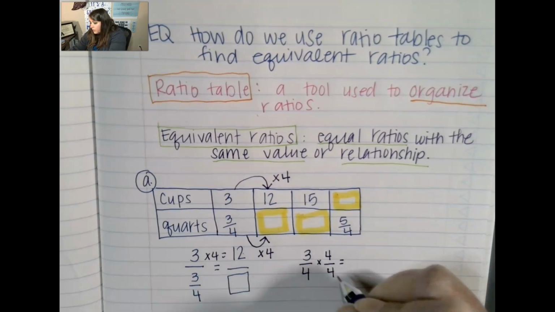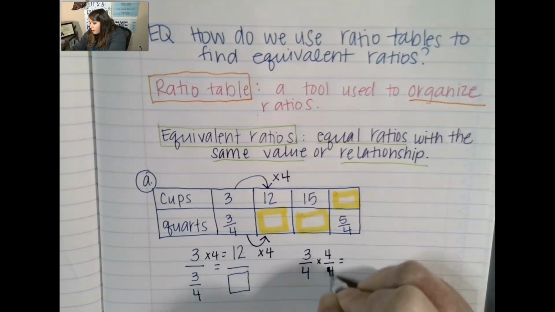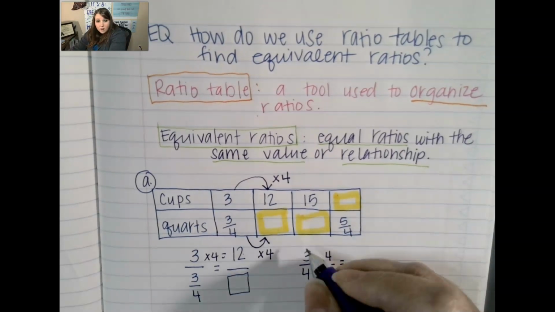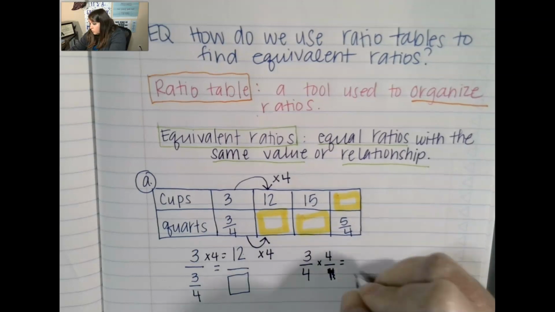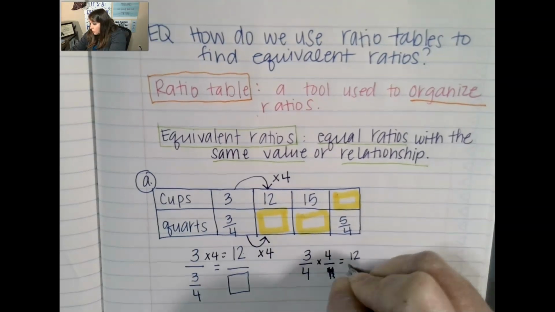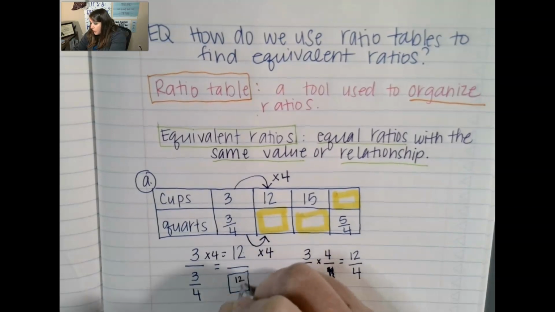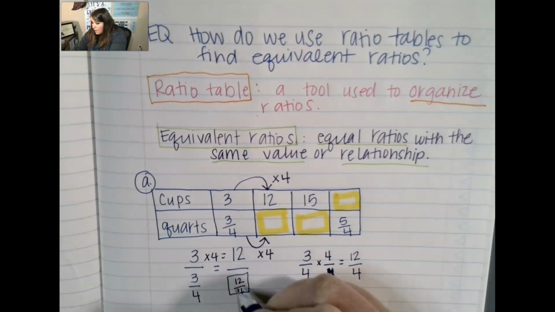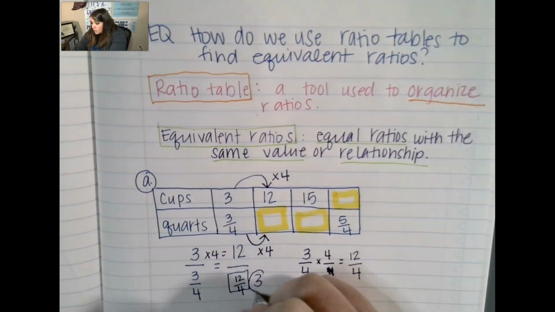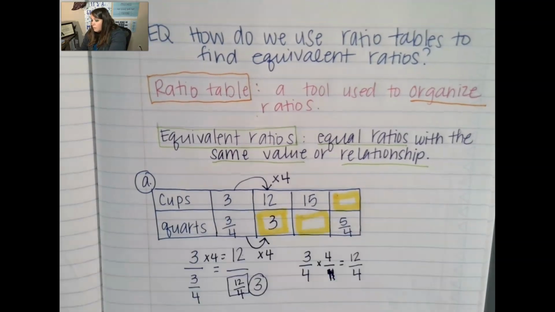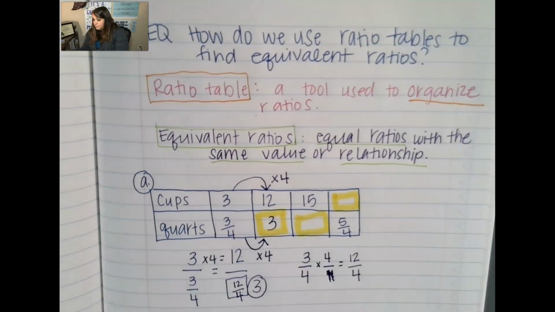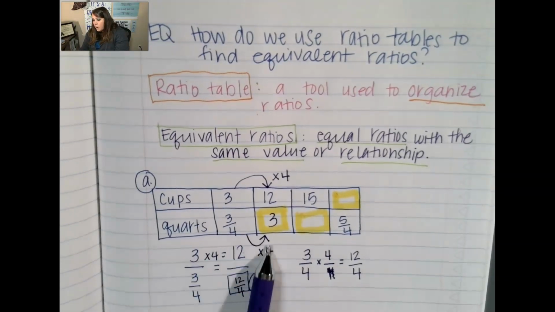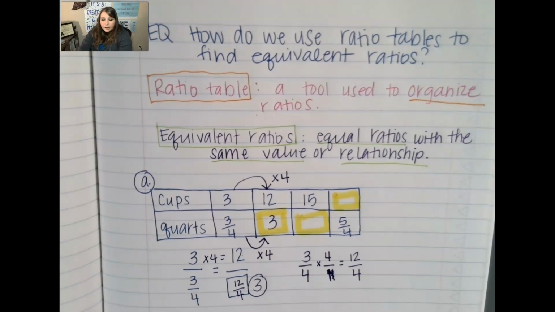Oops, not 4 over 4. Multiplying it by 4 over 1 because that's 4 wholes. So now what I'm going to do is I'm going to multiply. So 3 times 4 is 12, and 4 times 1 is 4. So in this box, I get 12 over 4, or I can reduce this as 12 divided by 4, which is 3. So my first number in my box is 3. So from here to here, I multiplied by 4. So on the bottom, I also need to multiply by 4.